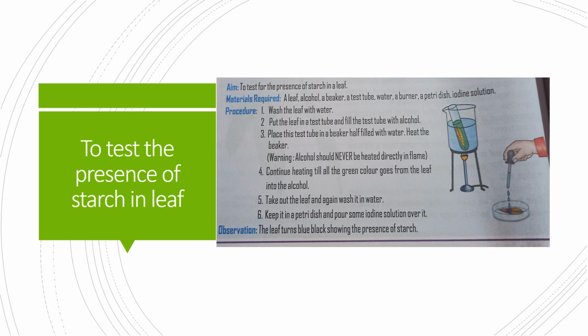Next activity is to test the presence of starch in leaf. Now what is starch? This is food. And why are we testing the starch in leaf? Because the food or the starch is prepared in leaf only by the process of photosynthesis.